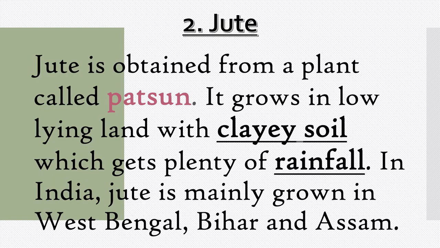The second example of fiber is jute. Jute is obtained from a plant called putsen. It grows in low-lying land with clayey soil which gets plenty of rainfall. In India, jute is mainly grown in West Bengal, Bihar, and Assam.